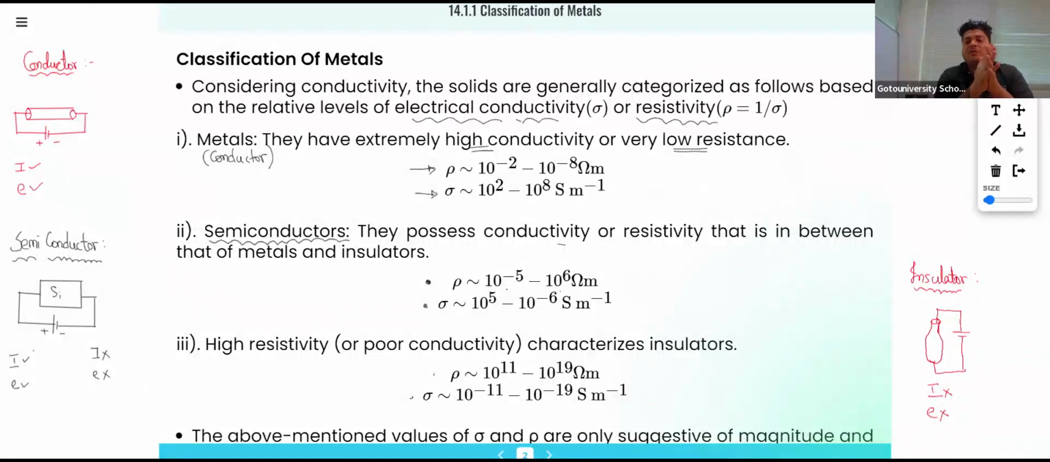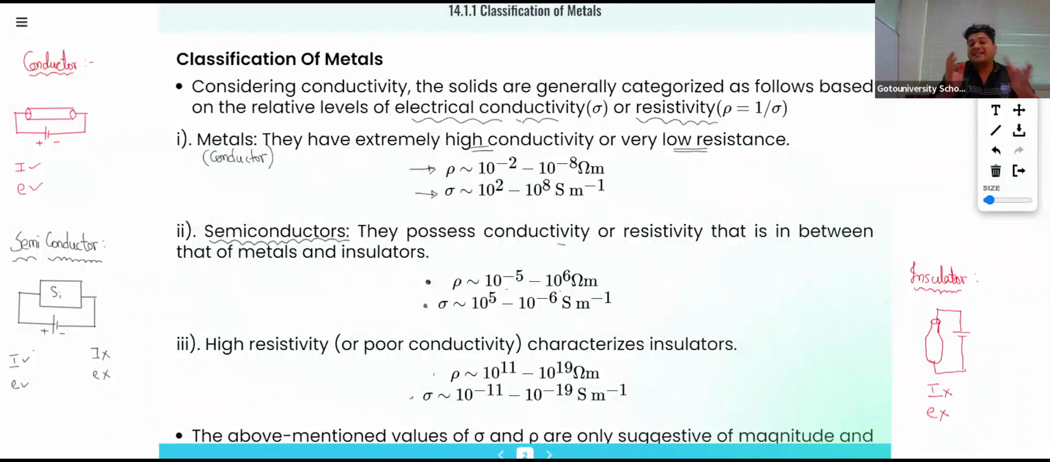In the case of metal, we can consider iron, cobalt, and nickel. In the case of semiconductor, we can consider carbon, gallium, silicon. The most commonly used semiconductors are silicon and germanium. And in the case of insulator, we can consider plastic, wood. These are the examples of insulator in which there will be no flow of electron. That means there will be no flow of current.